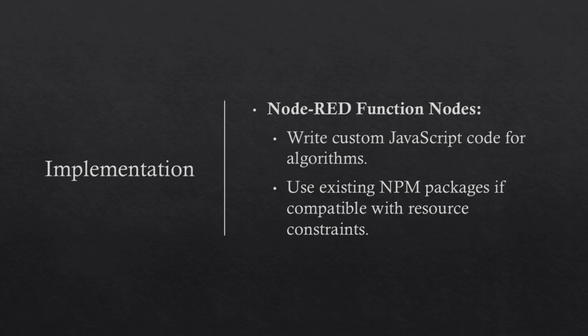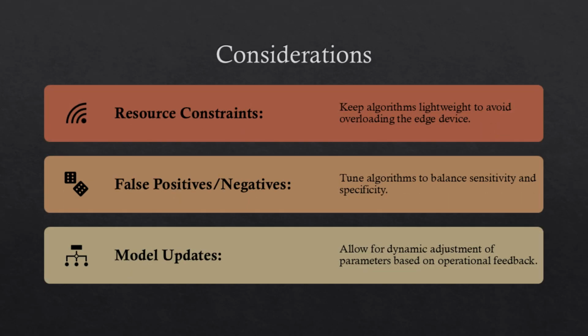When appropriate, we incorporate existing NPM packages that are compatible with our resource constraints, ensuring that we leverage proven solutions while maintaining performance. There are important considerations in deploying anomaly detection at the edge. Resource constraints: we must keep algorithms lightweight to avoid overloading the edge device. This involves optimizing code and possibly simplifying models.